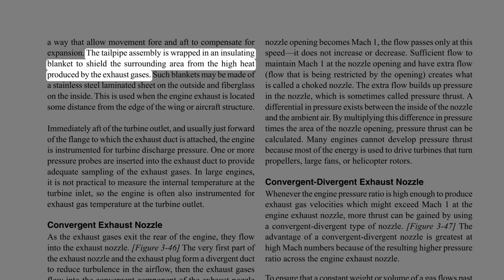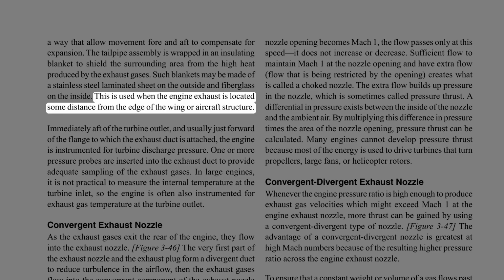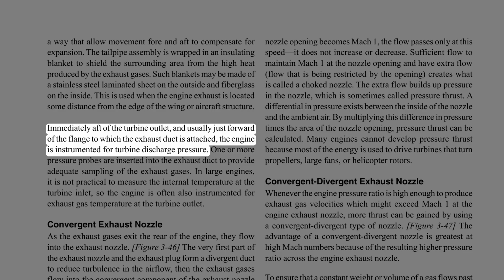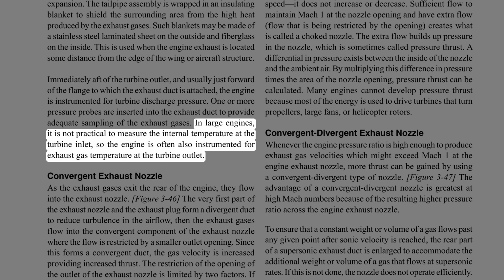The tailpipe assembly is wrapped in an insulating blanket to shield the surrounding area from the high heat produced by the exhaust gases. Such blankets may be made of a stainless steel laminated sheet on the outside and fiberglass on the inside. This is used when the engine exhaust is located some distance from the edge of the wing or aircraft structure. Immediately aft of the turbine outlet, and usually just forward of the flange to which the exhaust duct is attached, the engine is instrumented for turbine discharge pressure. One or more pressure probes are inserted into the exhaust duct to provide adequate sampling of the exhaust gases. In large engines, it is not practical to measure the internal temperature at the turbine inlet, so the engine is often also instrumented for exhaust gas temperature at the turbine outlet.